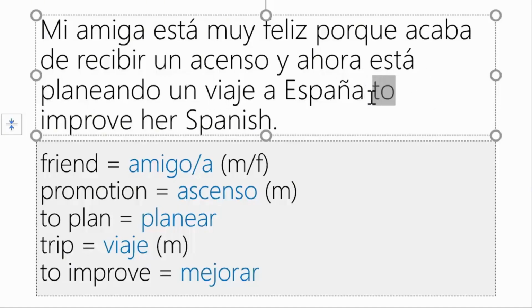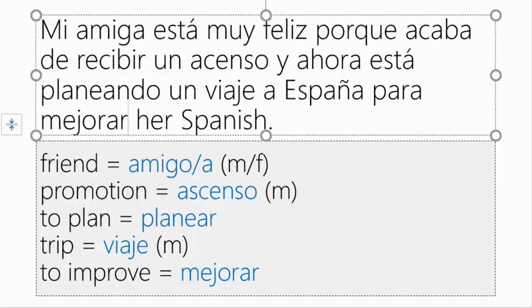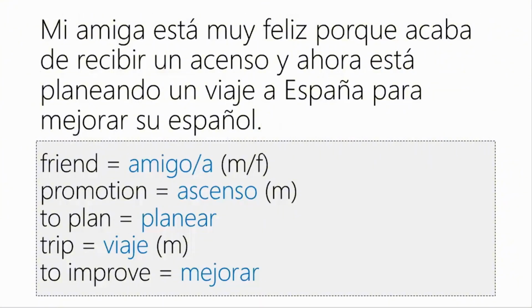Now again, this too is implying in order to improve her Spanish. So at this point, we'll put in para to represent that. Now we have the verb to improve, which would be mejorar. And we have a possessive pronoun, su español. And there we have our translation. Mi amiga está muy feliz porque acaba de recibir un ascenso y ahora está planeando un viaje a España para mejorar su español.